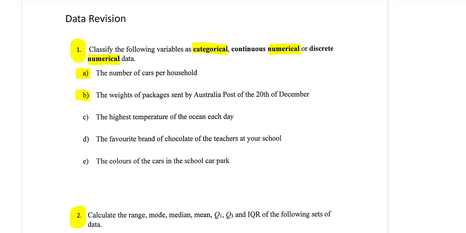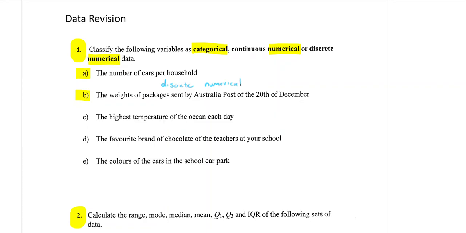All right, so I'm just going to do the first couple. 1A, the number of cars per household. If I'm asking you for a number, first of all, we know it's one of the numerical ones. Is it going to be the continuous numerical or is it going to be the discrete numerical? Discrete, because you would own a whole number of cars, you wouldn't have decimal places for that. So we're going to put in here discrete numerical.